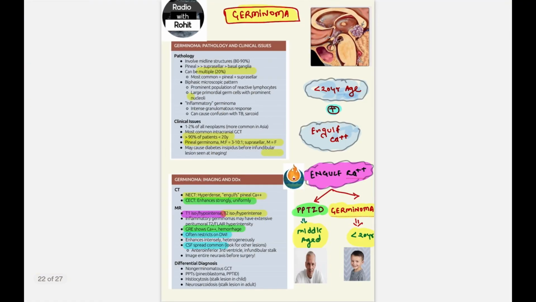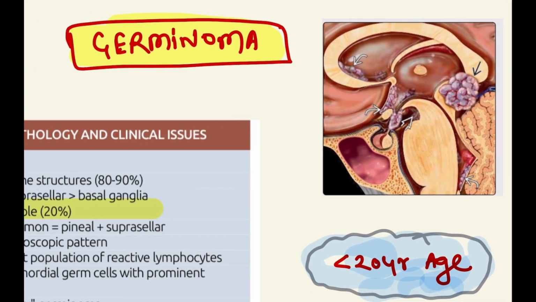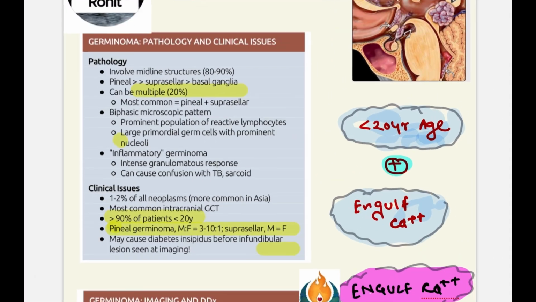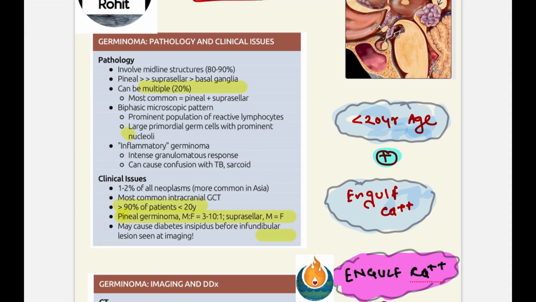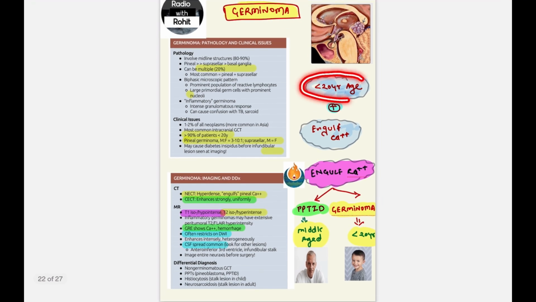So first of all, we will discuss germinoma. Here we can see this image of germinoma with multiple locations in the CSF. Germinoma most commonly is present in the midline structures. In the midline, the pineal is the most common and suprasellar is the second most common. Mostly it is present below 20 years of age, in a patient younger than 20 with engulfed calcium.